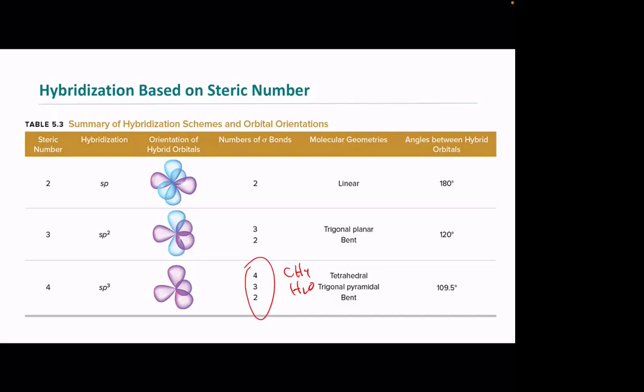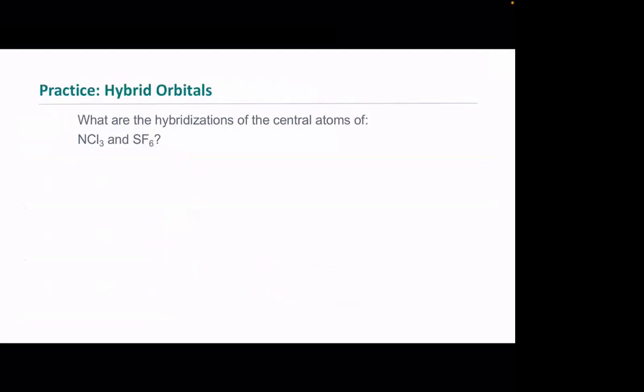So the easy thing now, you've already done electron domain geometry, electron pair geometry. That's all you do for hybridization. And you usually ask the hybridization of a particular atom. So what is the hybridization of the central atom of NCl3? Well, we got to do the Lewis structure, right? How many valence electrons for NCl3?